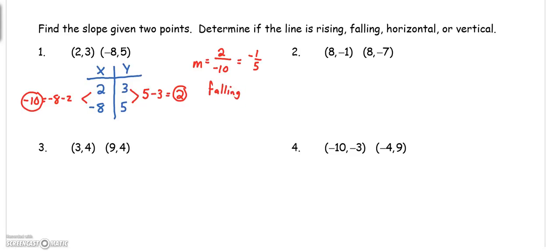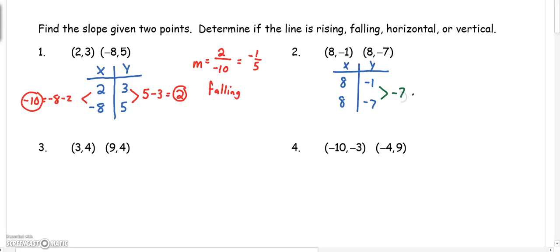Number 2, I'm going to make a table. So I have my x, y's, 8, negative 1, and 8, negative 7. So when I look at my change, negative 7 minus negative 1. Two negatives make a positive, so it's really negative 7 plus 1, which means my change is negative 6 for y. When I do x, they're the same number, so 8 minus 8 gets me a change of 0.